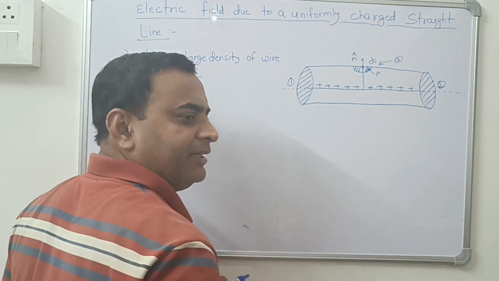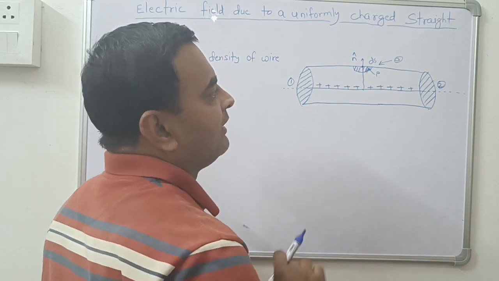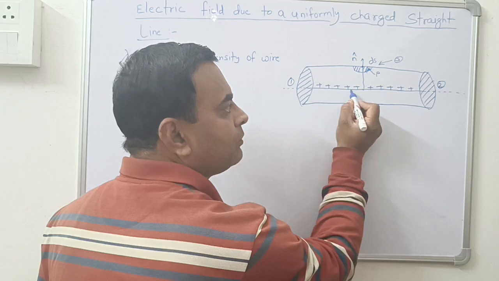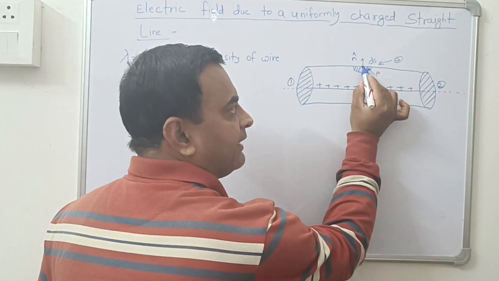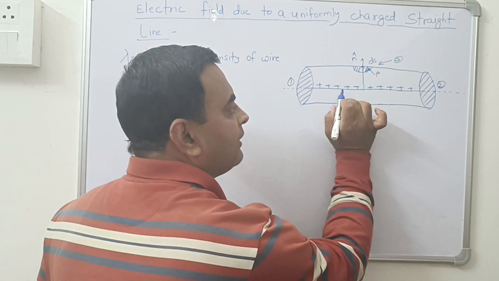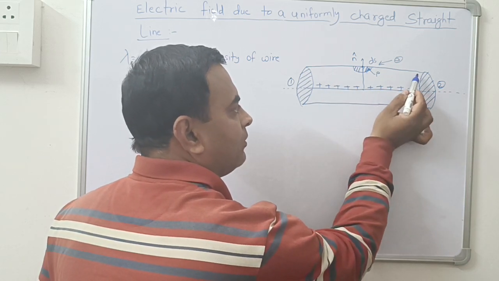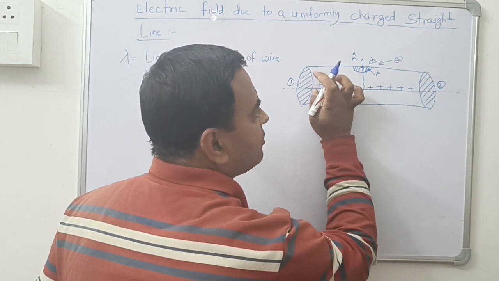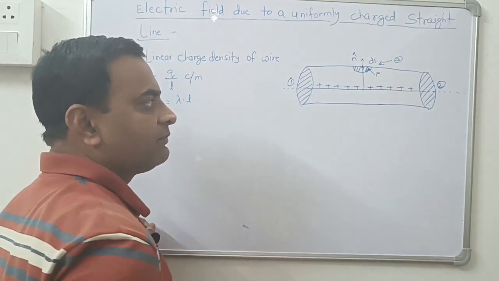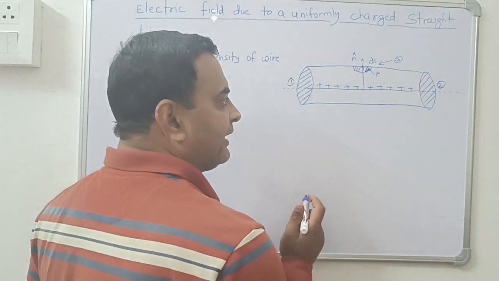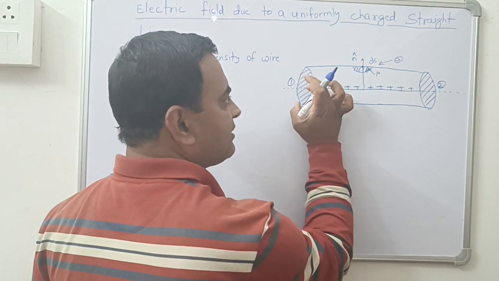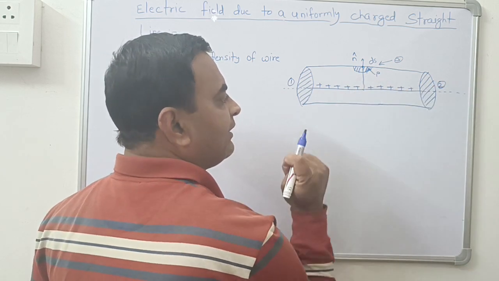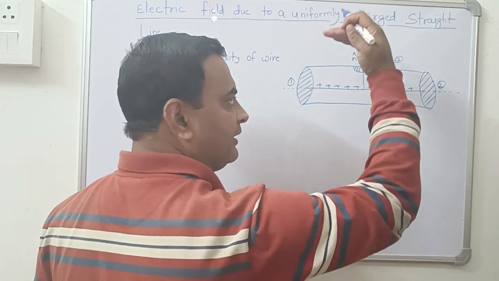So how will you calculate? As you know already, we will create a Gaussian surface. If you have to find out the electric field at point P, you have to cover it and create a Gaussian surface. This is a Gaussian surface, and this surface will have three components. This is the first cross sectional view, and the second one is also a cross sectional area, and the third one, this one, is a curved surface.